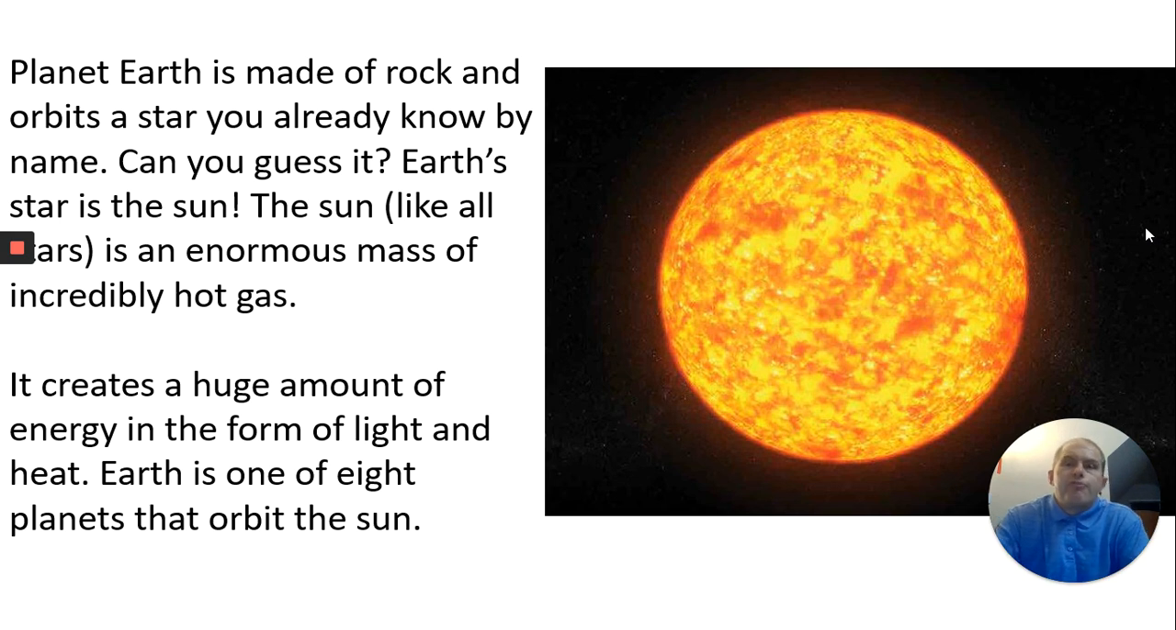Planet Earth is made of rock and orbits a star you already know by name. Can you guess it? Earth's star is the sun. The sun, like all stars, is an enormous mass of incredibly hot gas. Anyone that's watched The Lion King knows that. But it creates a huge amount of energy in the form of light and heat. Earth is one of 8 planets that orbit the sun.